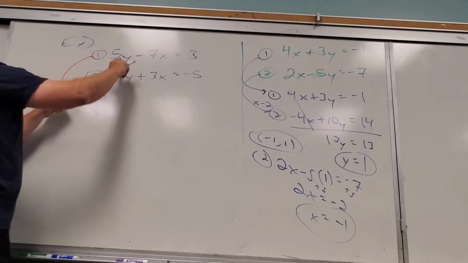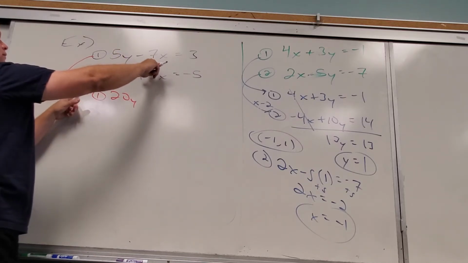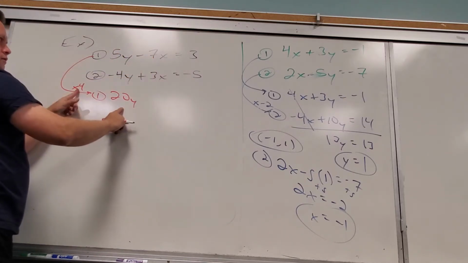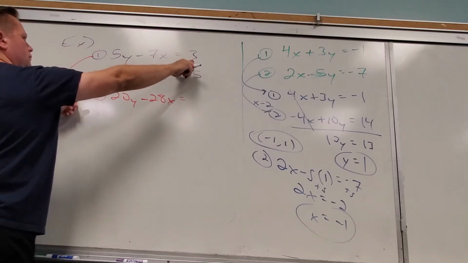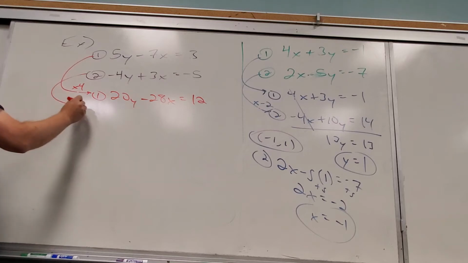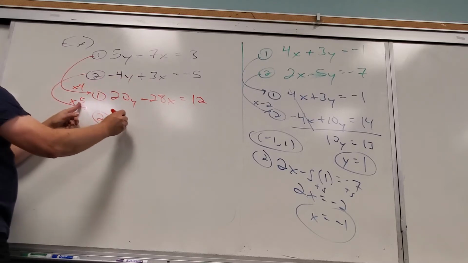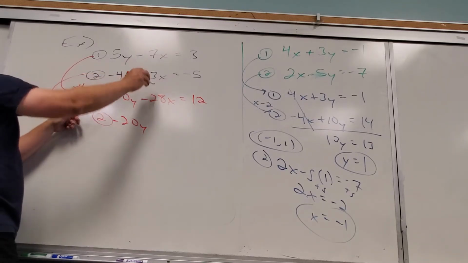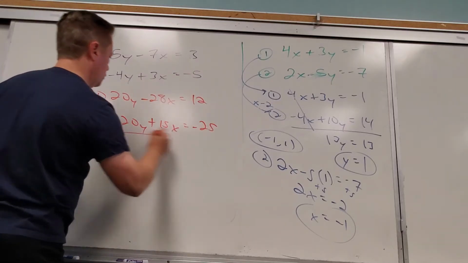So then here I get 20y minus 28x equals 12. And then here times who? 5. So then I get negative 20y, thankfully, plus 15x equals negative 25.